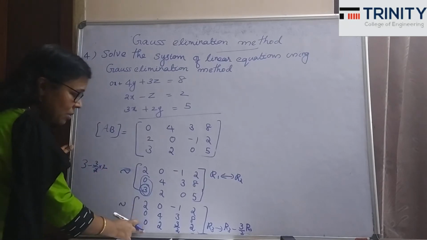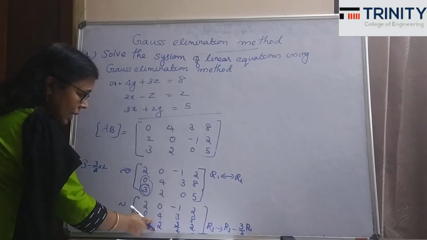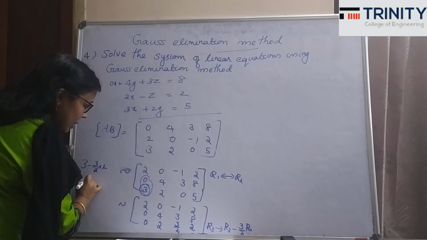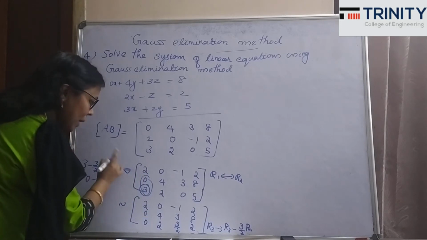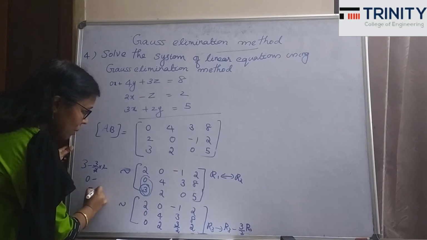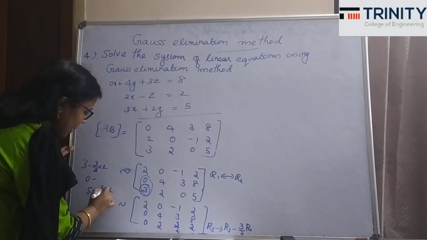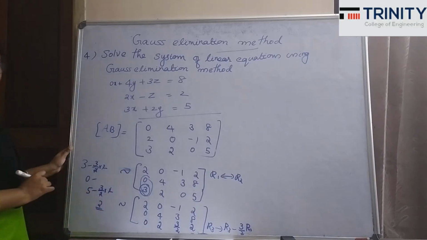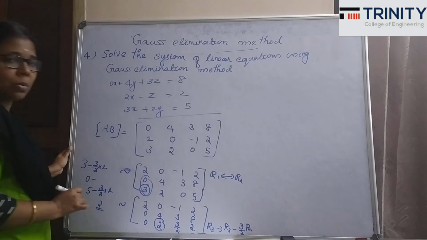That is 3 minus 3 becomes 0. Then 2 minus 3 by 2 times 0, that is 2. Then 0 minus 3 by 2 times minus 1, that is 3 by 2. Then 5 minus 3 by 2 times 2, that is 2.